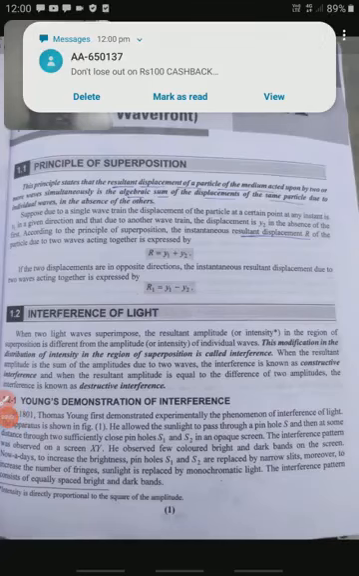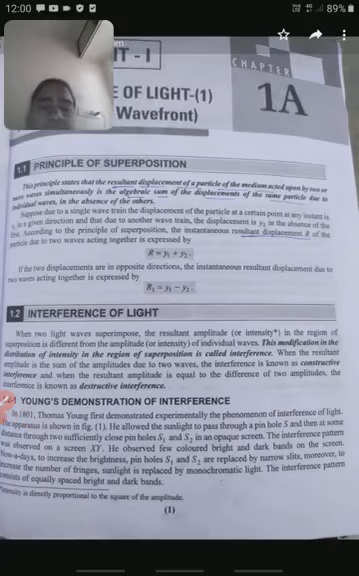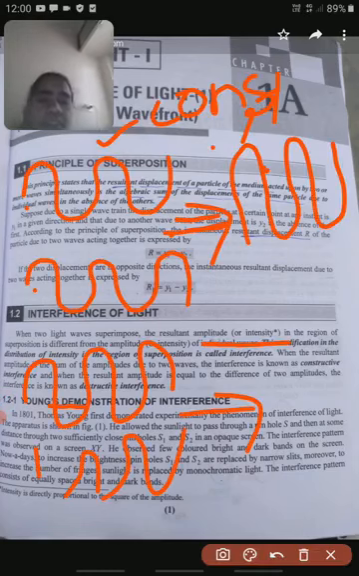Good morning, students. Today our topic is Young's experiment, Young's demonstration of interference. Yesterday we discussed interference. Once again, I'm repeating about interference.